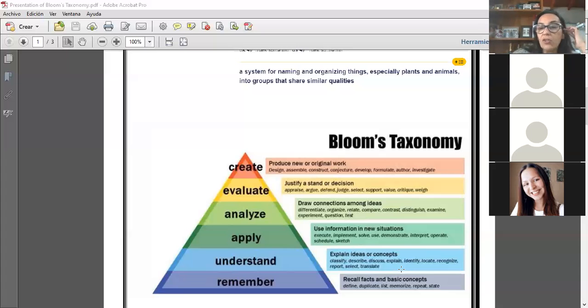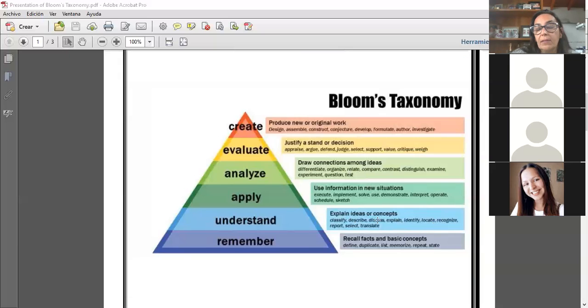Now, pay attention to the words, okay? Classify, describe, discuss, explain, identify, locate, recognize, report, select, and translate. All right? Generally, we do activities that entail this. But sometimes we do not move much, right? That is to say, we start by recalling and then we move on to the understand, let's say, phase.